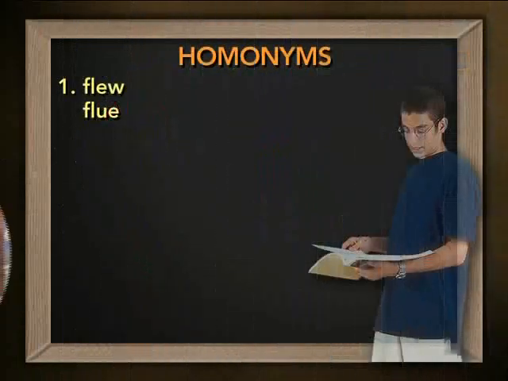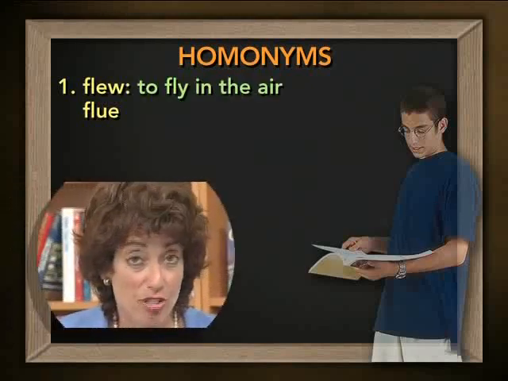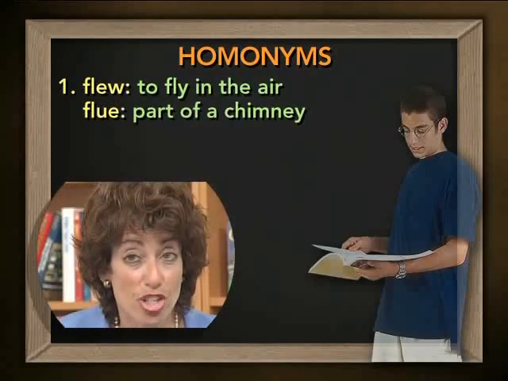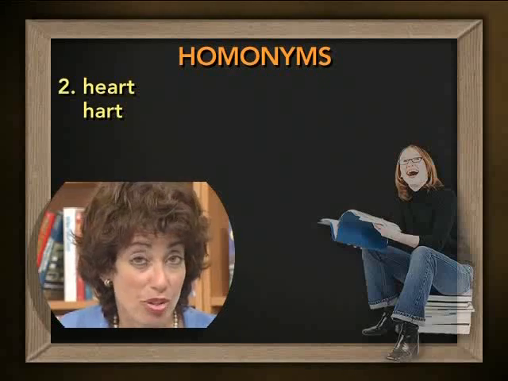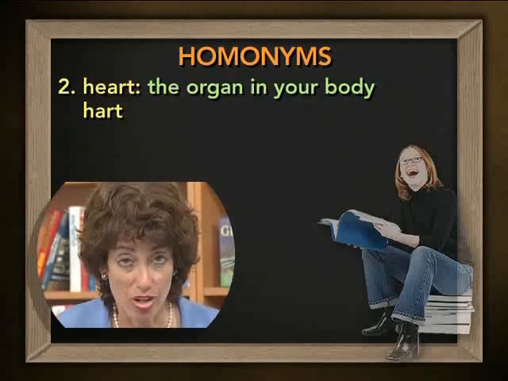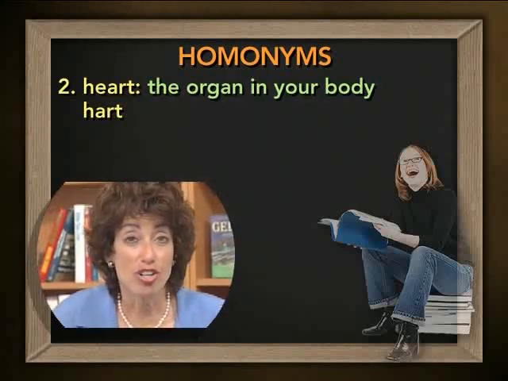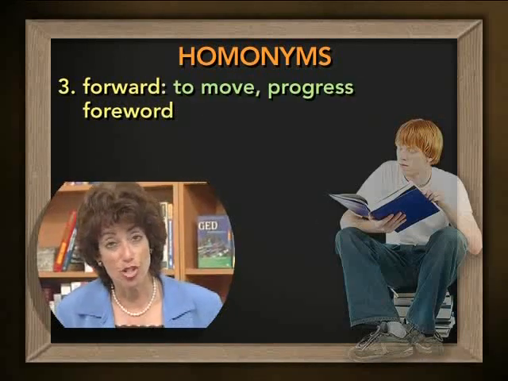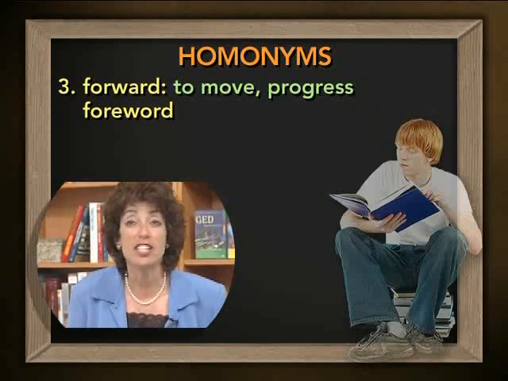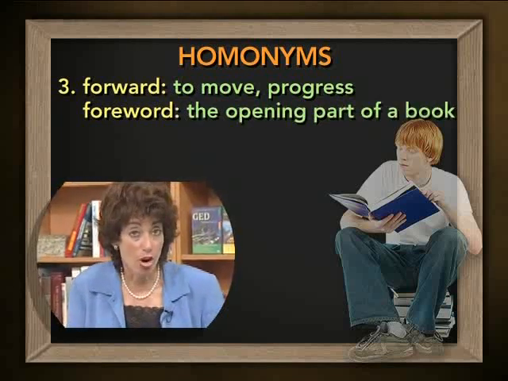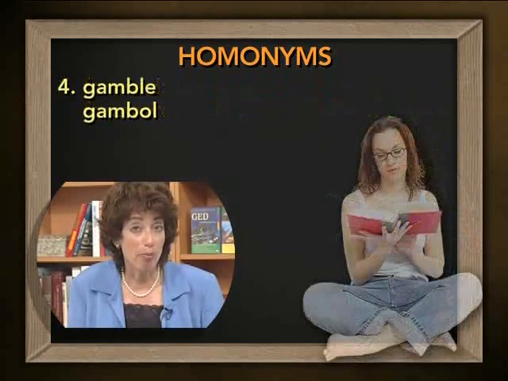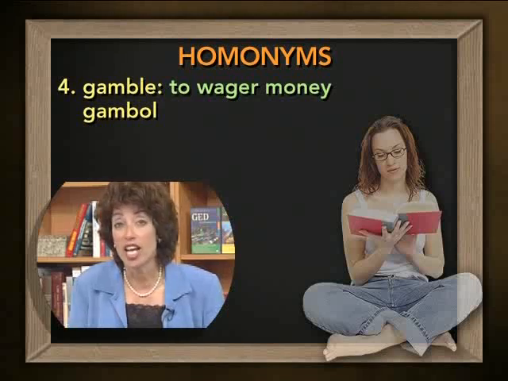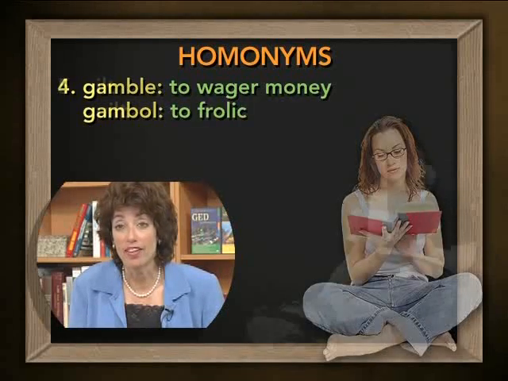Flew goes with flue. The first one means to fly in the air, and the second one is part of a chimney. Hart goes with heart. Heart is the organ in your body. Hart is also an animal. Foreword and forward. The first is to move, progress. The second one is the opening part of a book. Gamble is to wager money, and gambol is to frolic.